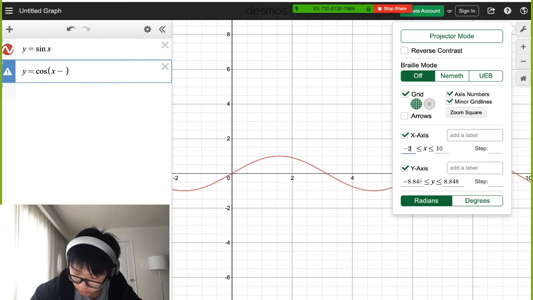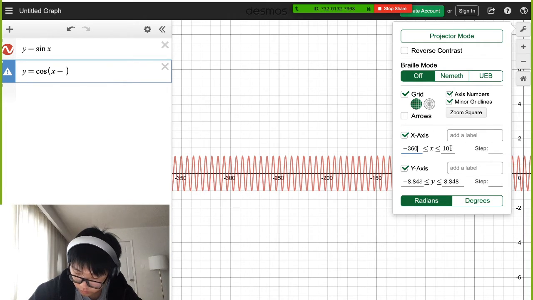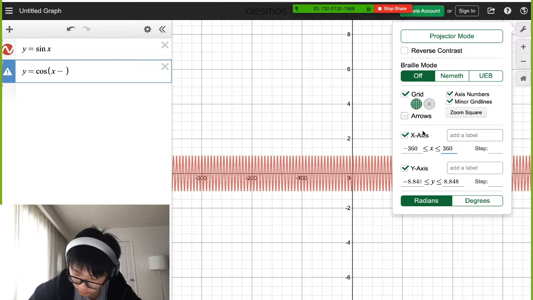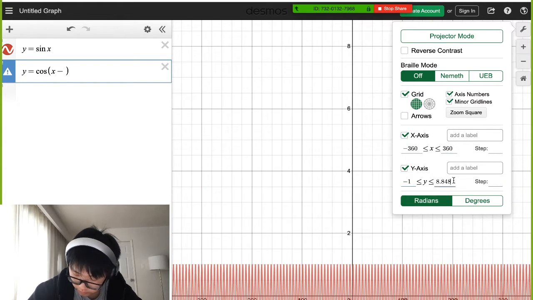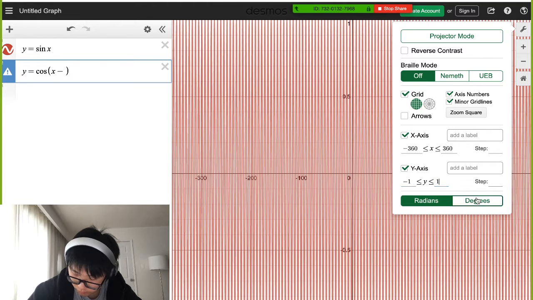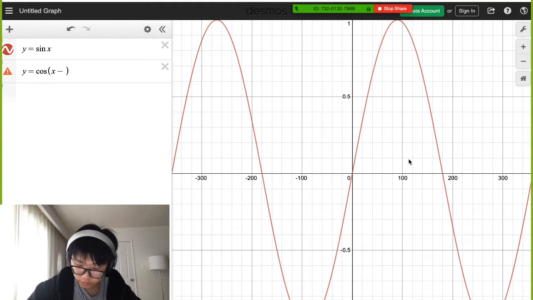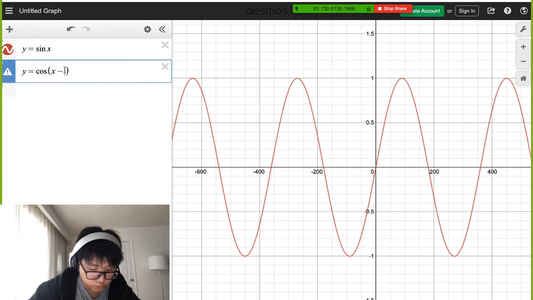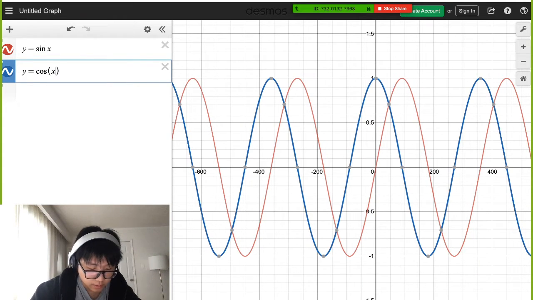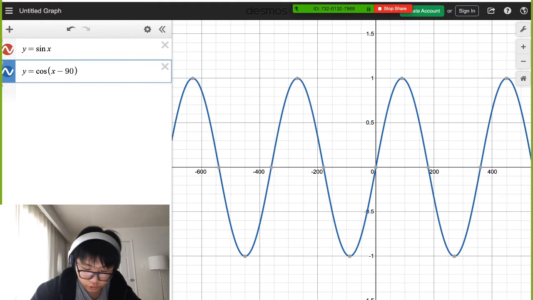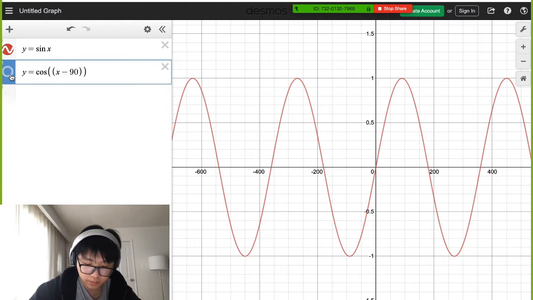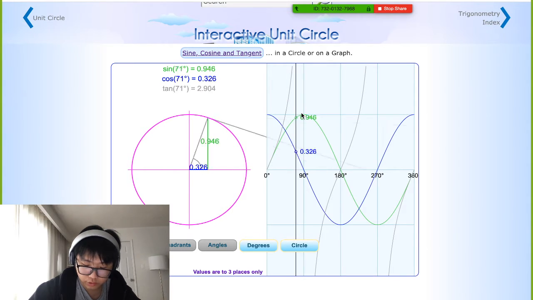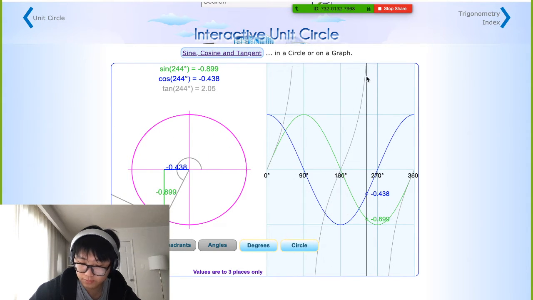So x-axis, we're going to go with negative 360 to 360. Y-axis, we can go with negative 1 to positive 1, and we'll go with degrees. Alright, there we go. So cos theta is still like that. If I subtract by 90, which is shifting it to the right, you see it ends up being the exact same graph. Yeah. All right. So that's just to illustrate to you they have the same shape, but tangent obviously doesn't have the same shape.